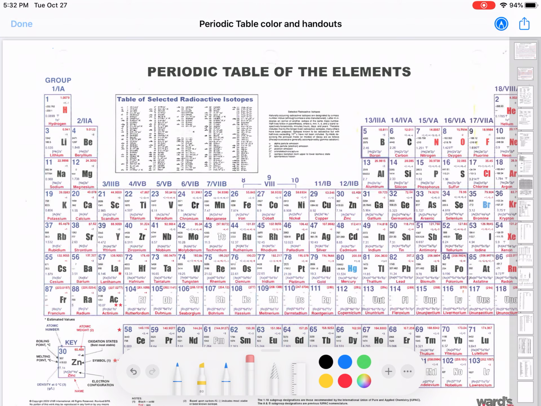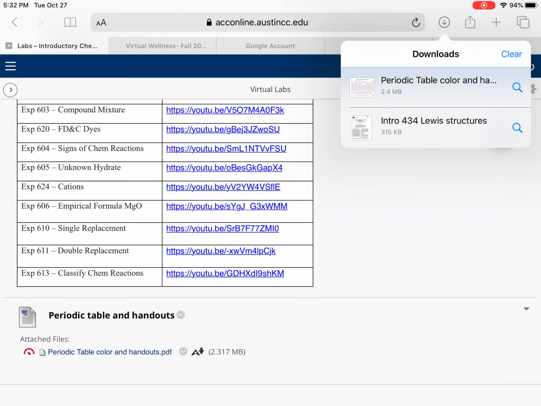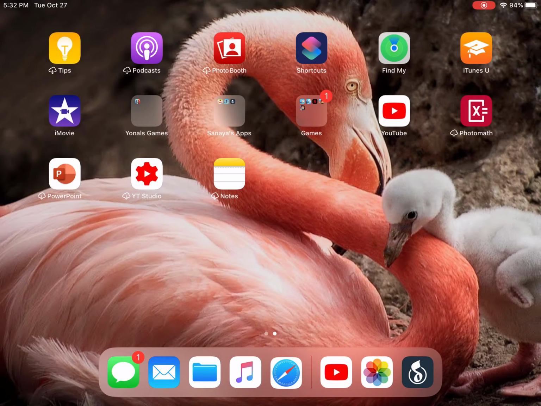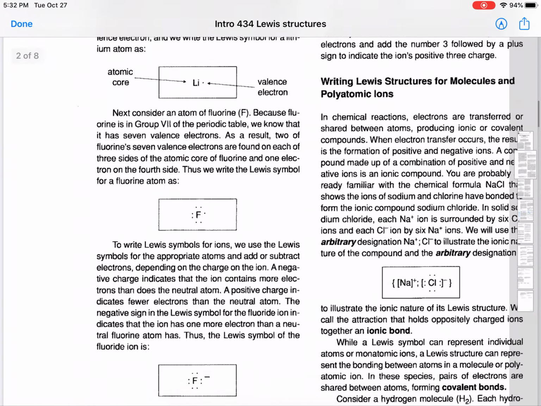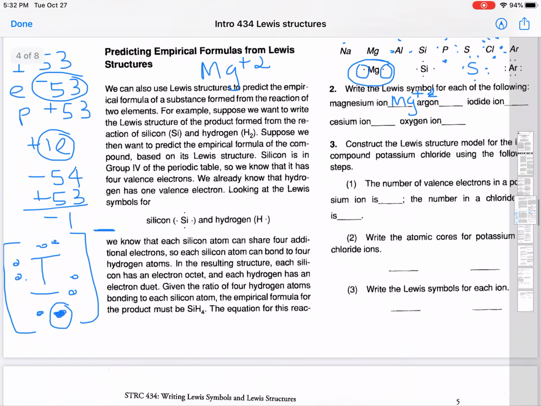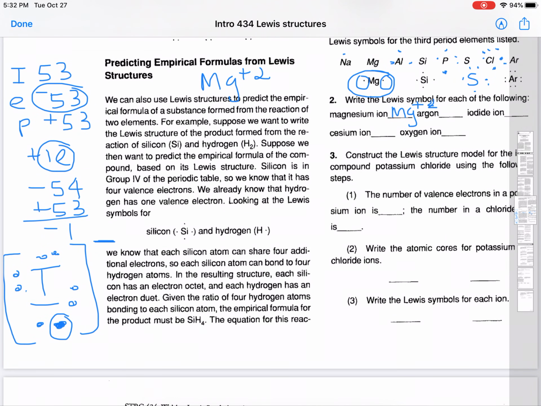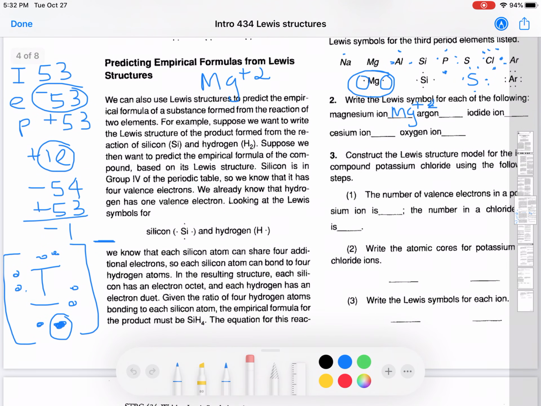That is Cs plus 1. That's how you would write the cesium ion, Cs plus 1. And then the next one, oxygen ion.